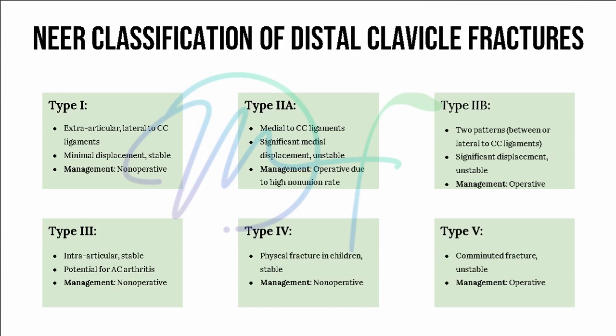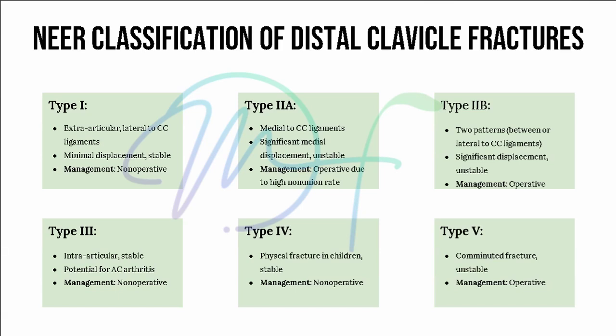Type 3 fractures involve the articular surface and are stable, but may predispose to AC joint arthritis. Type 4 fractures occur in children, affecting the growth plate and are typically stable. Type 5 fractures are comminuted and unstable, while type 6 fractures are rare and involve inferior displacement. Management strategies depend on fracture type, with stable types treated non-operatively and unstable types often requiring surgical fixation.